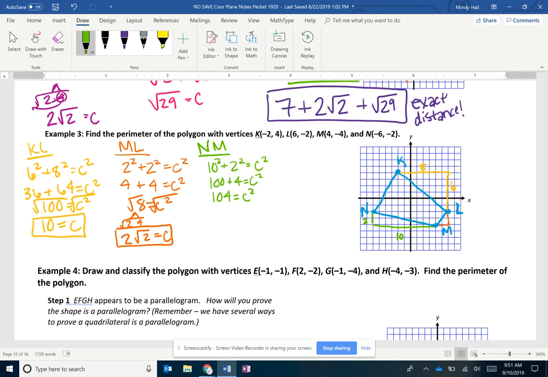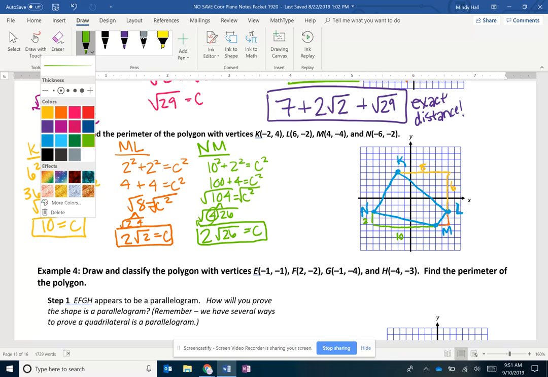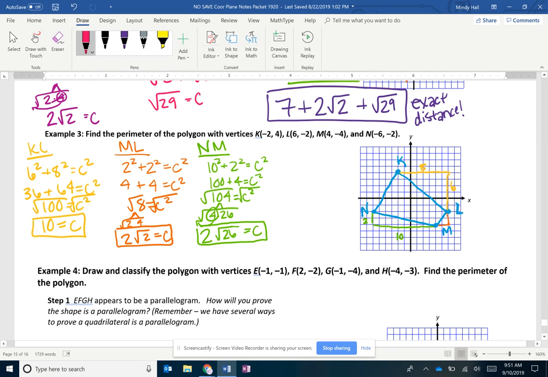And 104 can be divided by 4, I know, which is 26. So then this perfect square gets to move out. So then we have 2 root 26. Okay. So then, last but not least, we are going to have KN.